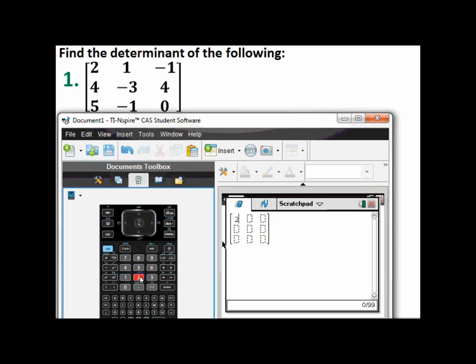So the first one is a 2. And the way that we move throughout a matrix on the calculator is just by hitting the tab button. Every time you type in a number, just hit tab. And I'm just filling all of this information in right now.